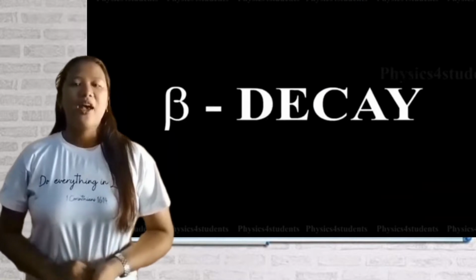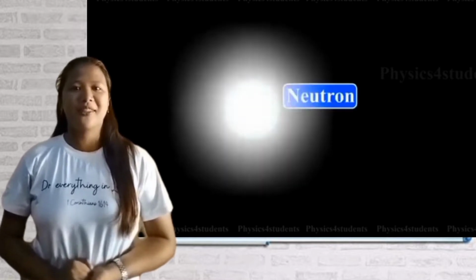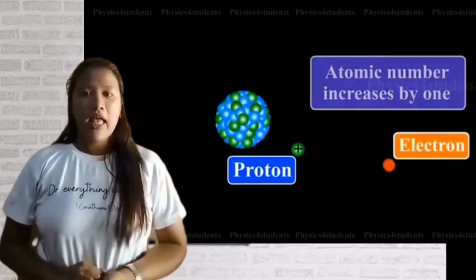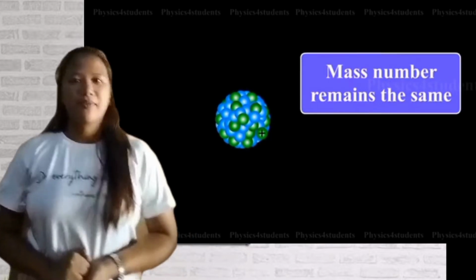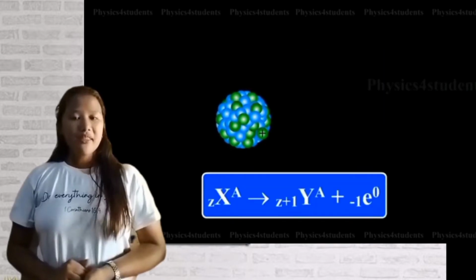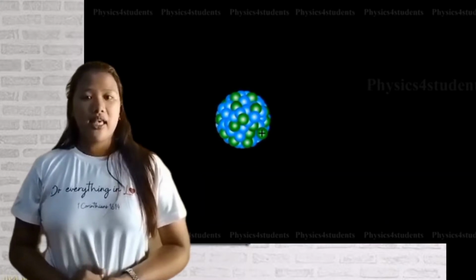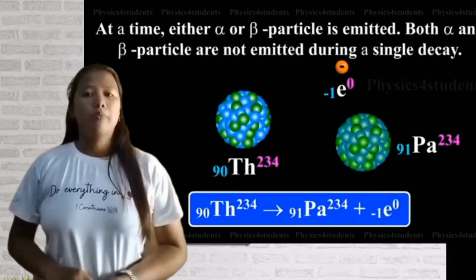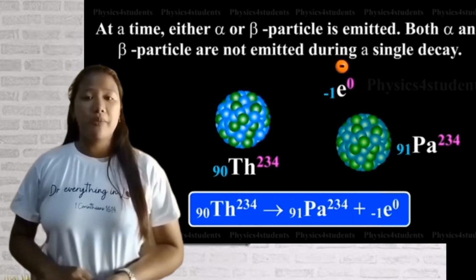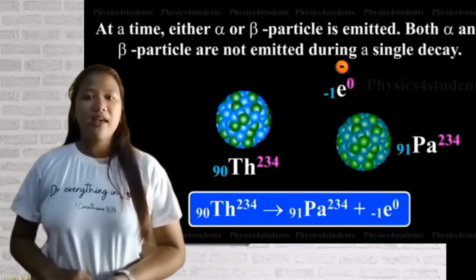Beta decay. When a radioactive particle disintegrates by emitting beta particles, the atomic number increases by 1 and the mass number remains the same. Beta decay can be expressed as follows. Example of beta decay: thorium is converted to protactinium due to beta decay. Alpha and beta particles are not emitted at the same time during a single decay.